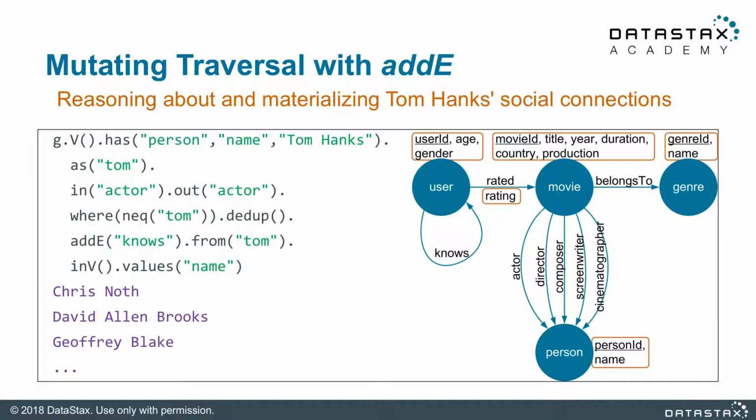The purpose of the last part of this traversal is just for display. At this point in the stream, we are on edges, but we need to traverse to the people and then look at their names. And in the output here, we can see that we have found Chris Noth.